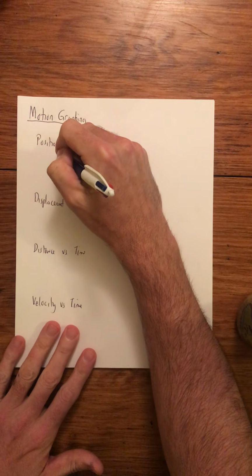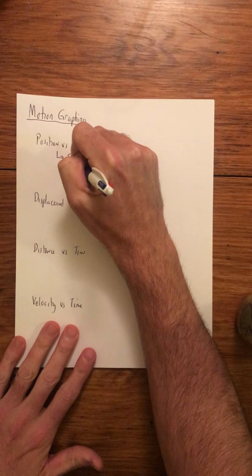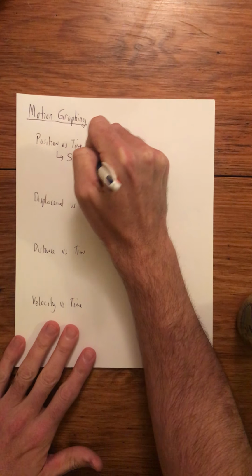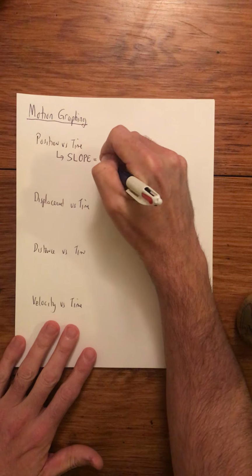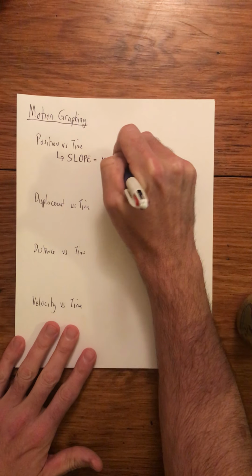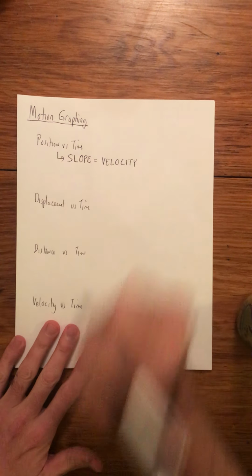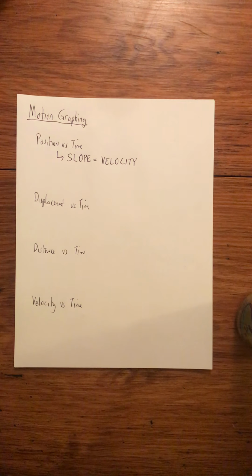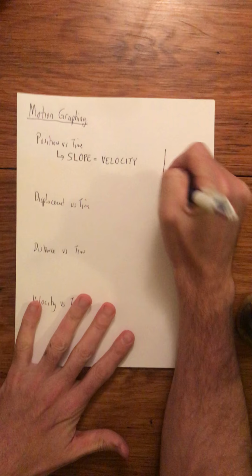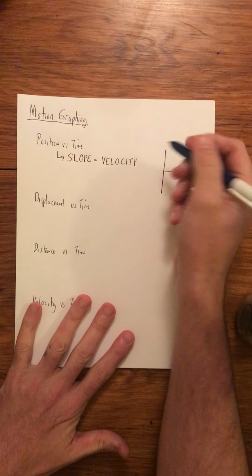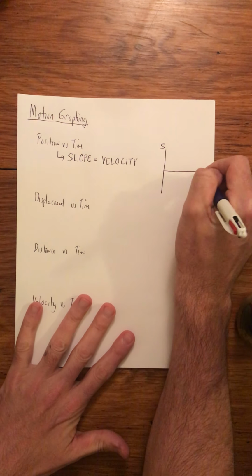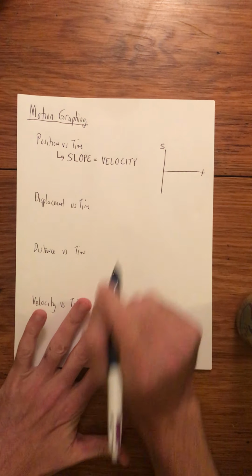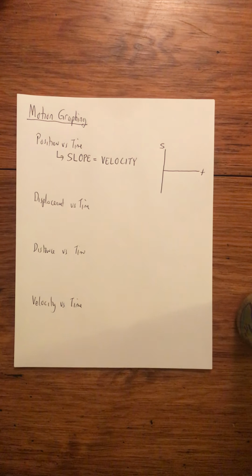For the position versus time graph, the most important thing we know is that the slope of this graph is equal to the velocity. All right. Slope being change in y over change in x, right? Or change in the vertical over change in the horizontal. So that would mean a change in position per change in time. That's exactly what the definition of velocity is, the rate at which position changes.